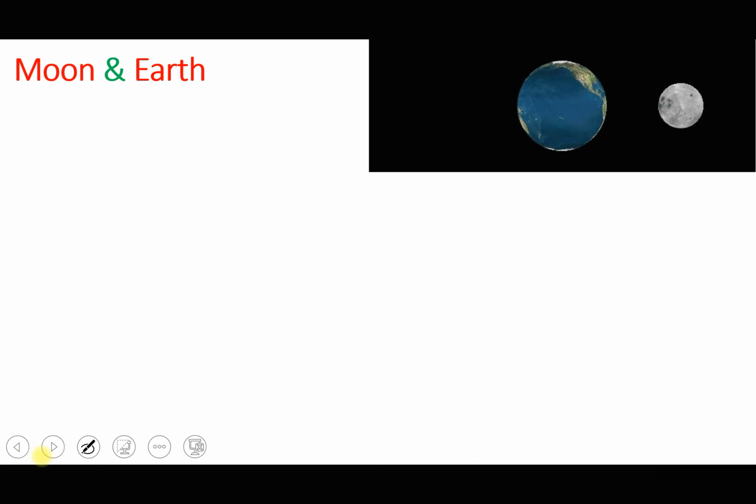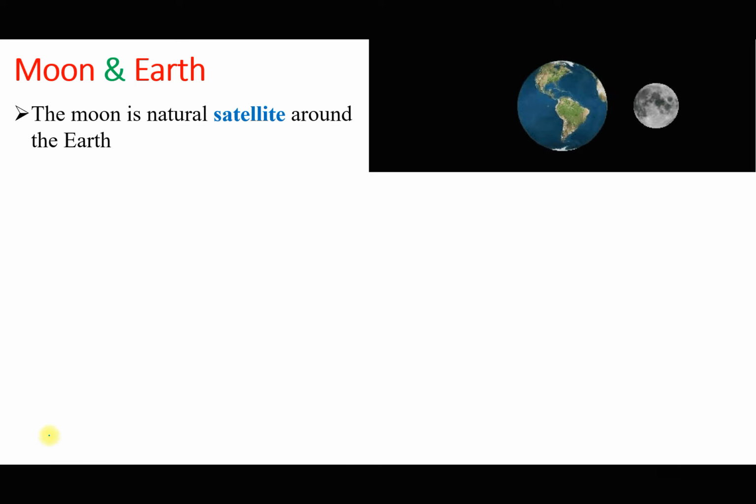Let's talk about the moon and the earth, and we should focus on what we call the phases of the moon. So the moon and the earth. What do we know about the moon? This animation shows the relationship between the earth and our moon, which orbits our earth. Remember, the earth continues spinning, but the moon also moves around the earth. So the moon is considered to be a natural satellite around the earth.